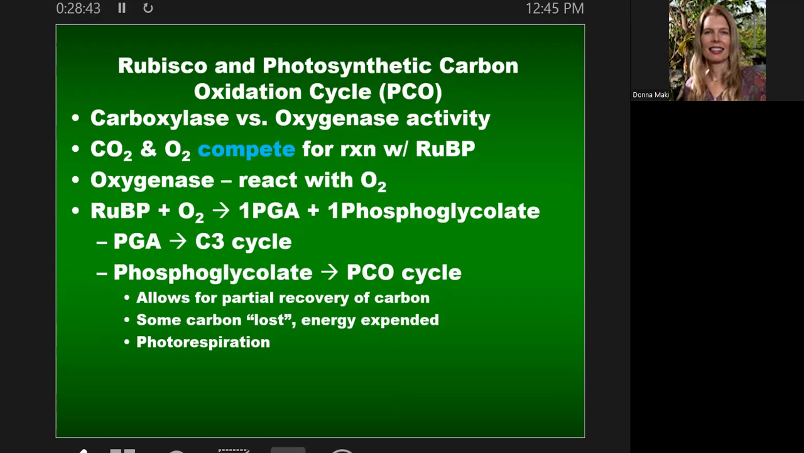So this PCO cycle is not a good thing. They've done many experiments where they have identical plants and they force one of the plants to run the PCO cycle. They know how to do that.